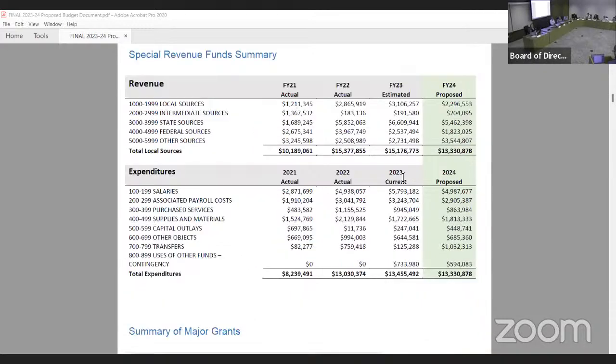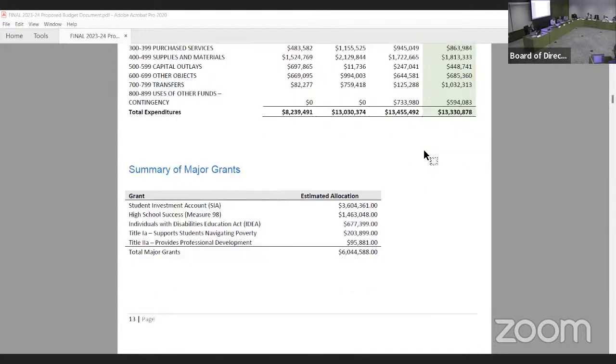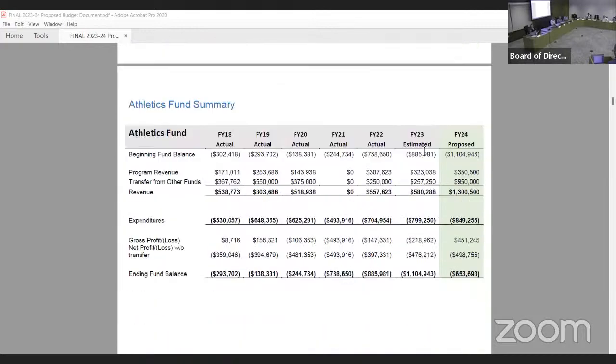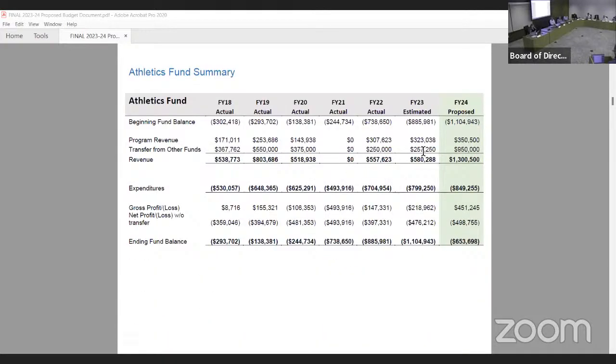This is our special revenue fund summary. Again, this is largely what you saw before. And I think the biggest thing here is the drop in anticipated revenue next year from 15 million to 13 million. That's a function of some of those expiring grants and that money going back into the general fund, those expenses going back to the general fund. There's a summary of our major grants. And here's the athletics fund summary.